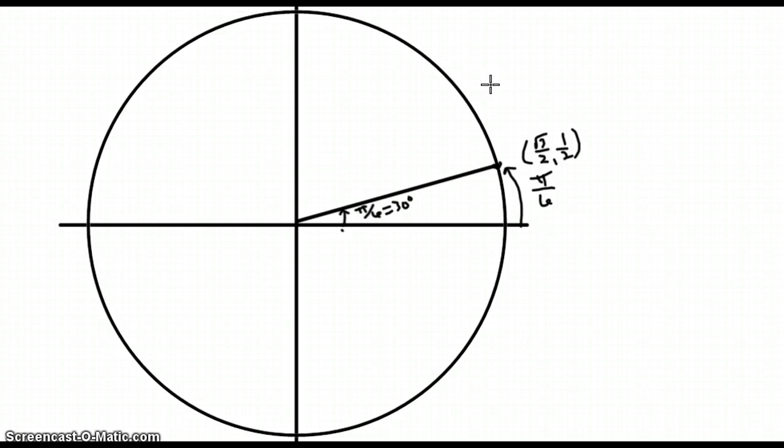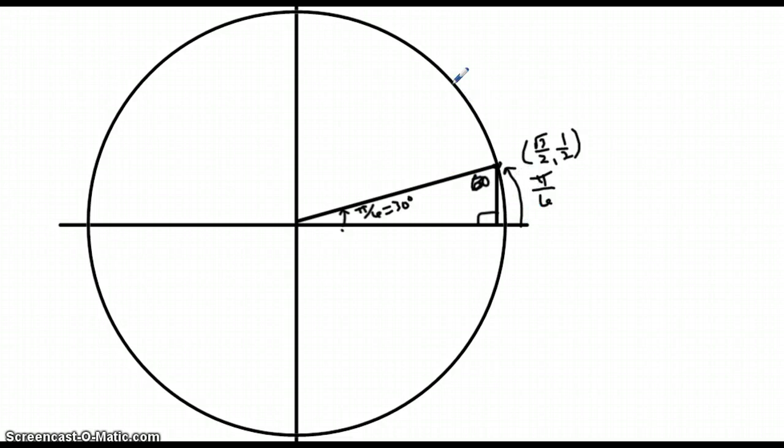Now, since we can draw reference triangles inside our circle with a right angle, we can talk about the sine of 30 degrees and the cosine of 30 degrees being root 3 over 2 and 1/2. By the way, this is a 60 degree angle here also.